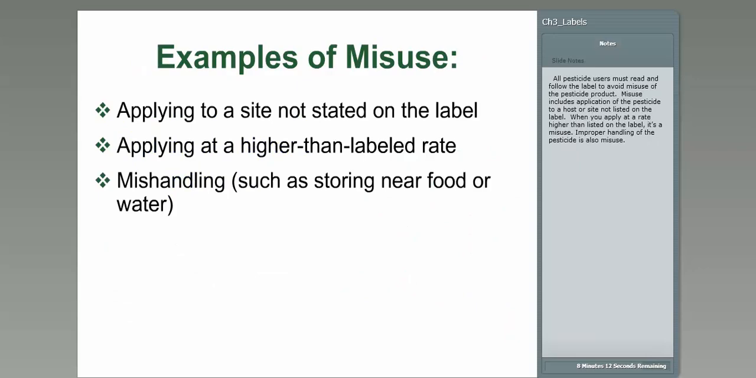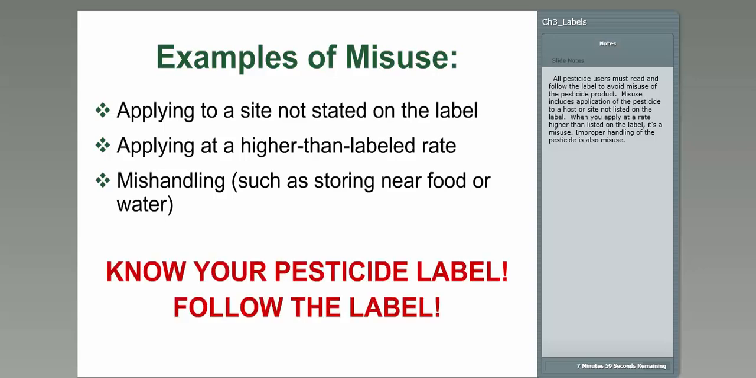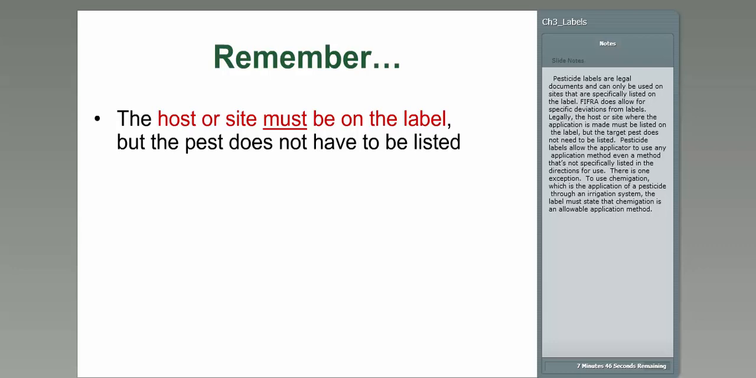All pesticide users must read and follow the label to avoid misuse of the pesticide product. Misuse includes application of the pesticide to a host or site not listed on the label. When you apply at a rate higher than listed on the label, it's a misuse. Improper handling of the pesticide is also a misuse. Pesticide labels are legal documents and can only be used on sites that are specifically listed on the label. FIFRA does allow for specific deviations from labels.